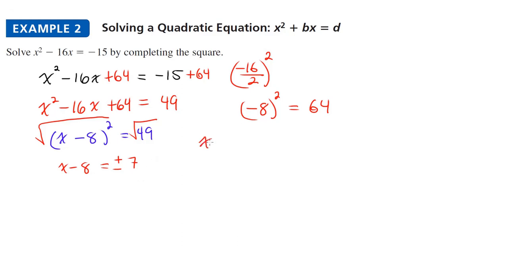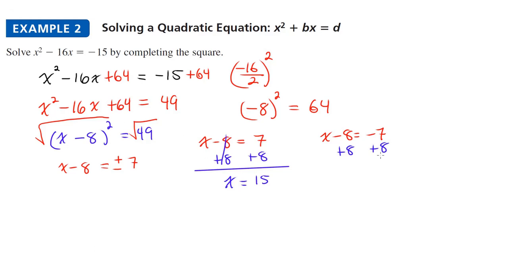One equation is going to be x minus 8 equals positive 7, and the other equation is going to be x minus 8 equals negative 7. In the first equation, we add 8 to both sides, and we get x equals 15. And in the second equation, we're going to add 8 to both sides as well, except this time negative 7 plus 8 is 1. So these are our two solutions, x equals 15 and x equals 1.